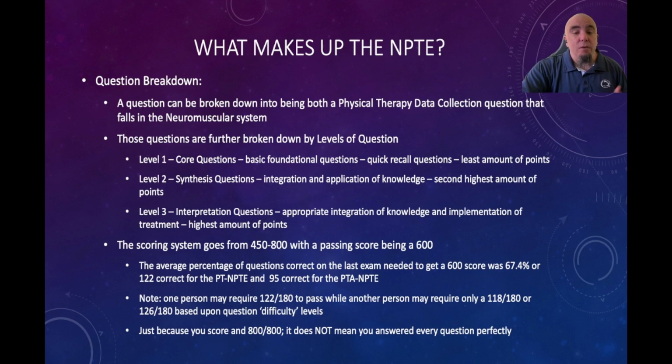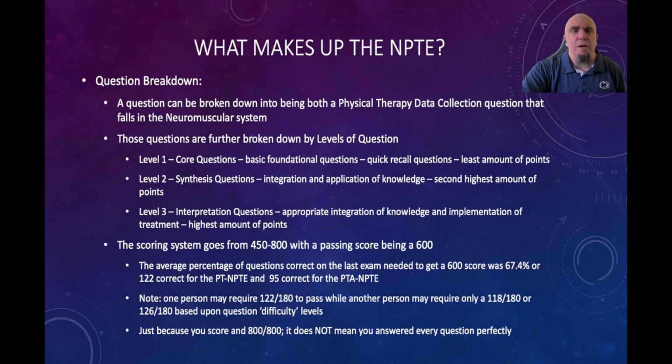There's going to be a blend of all of those questions, and the scoring system is then going to go from a 450 scale to an 800 scale, with a passing score of 600. The average percentage of questions answered correctly on the last exam to get a 600 score was 67.4, or 122 correct for the PT NPTE, and 95 correct for the PTA NPTE. Note, one person may only require 122 out of 180 to pass, while another person may require 118 out of 180 or 126 out of 180.